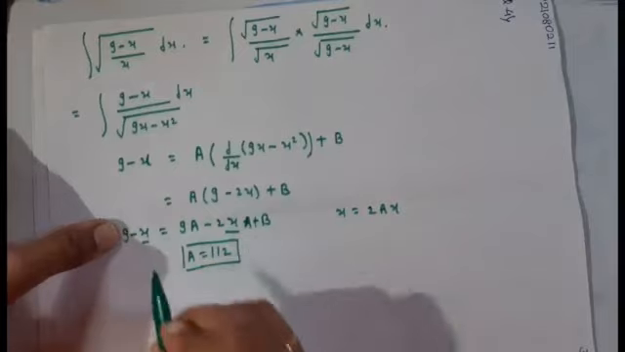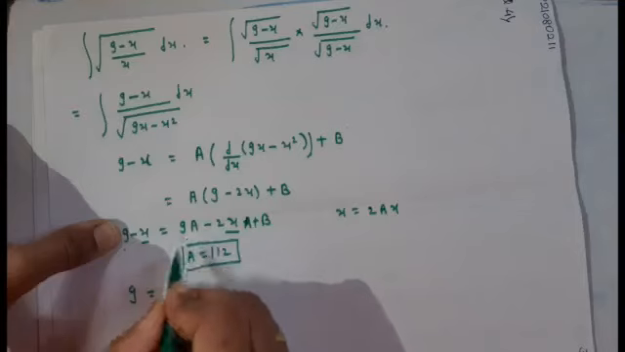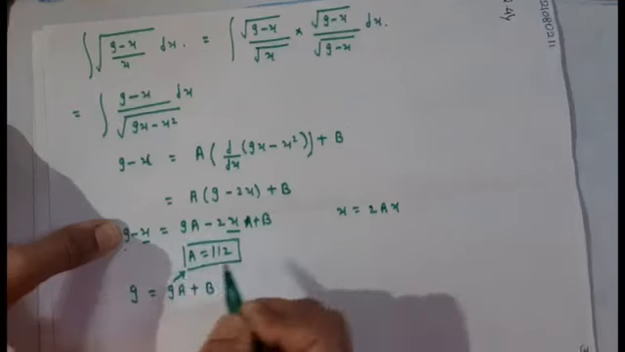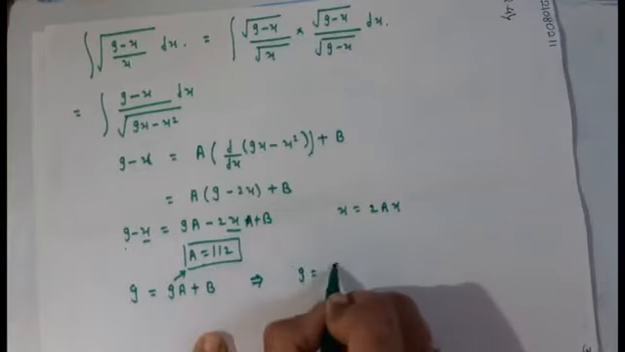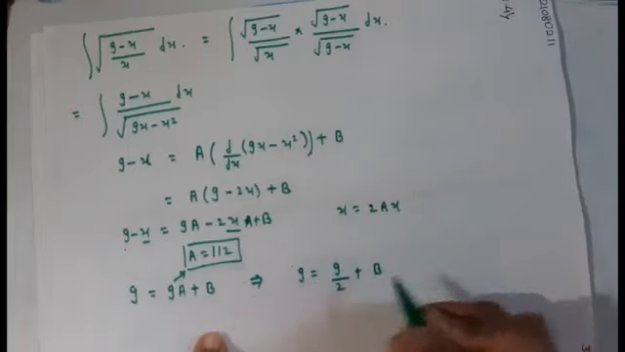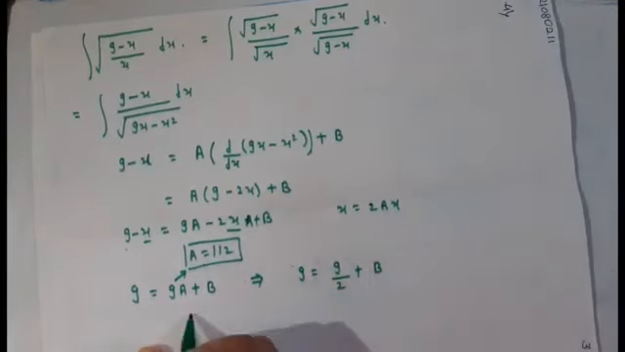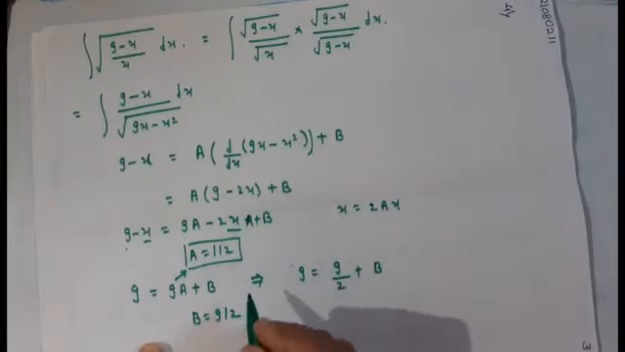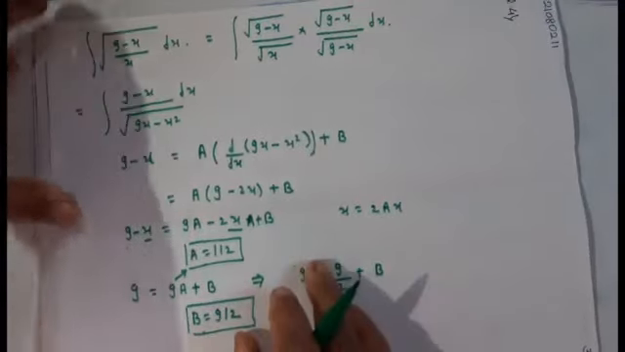Now the constant term is 9, that is 9 equals 9a plus b. Put the value of a, you will get 9 equals 9 into 1 by 2, which is 9 by 2, plus b, and 9 minus 9 by 2 is 9 by 2, and hence the value of b equals 9 by 2. Value of b is 9 by 2. Okay students, in this way.